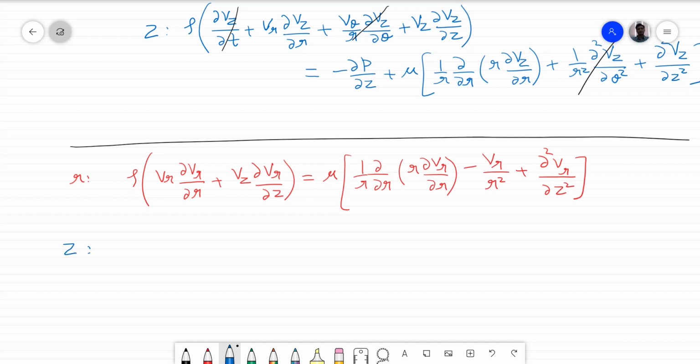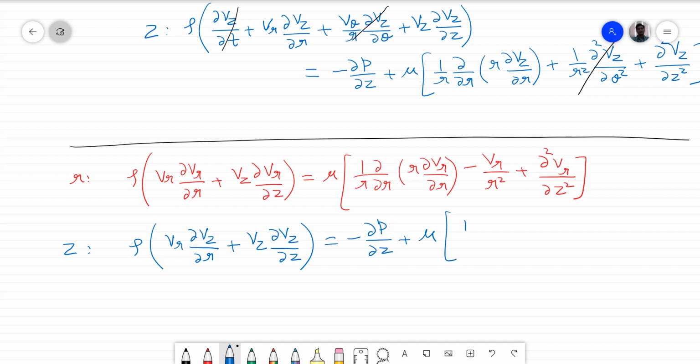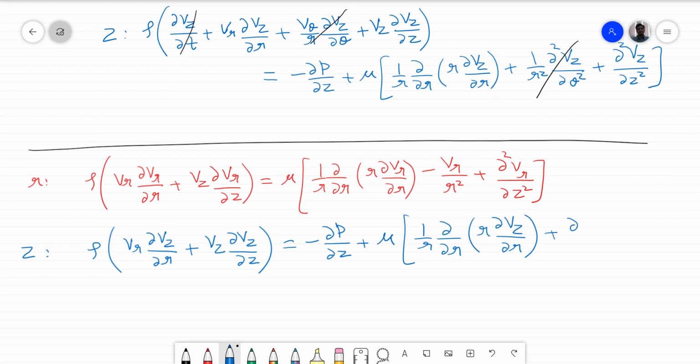the z component equation as rho (Vr ∂Vz/∂r plus Vz ∂Vz/∂z) equal to minus ∂p/∂z plus mu (1/r ∂/∂r (r ∂Vz/∂r) plus ∂²Vz/∂z²).